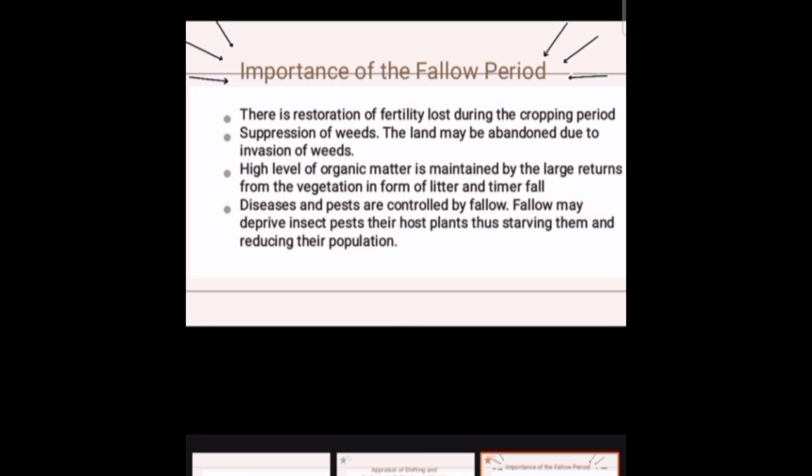The roots help to bind the soils, thus increasing infiltration and minimizing runoff and erosion. The fourth one is that diseases and pests are controlled by fallow. Fallow may deprive insect pests of their host plants, thus starving them and reducing their population.